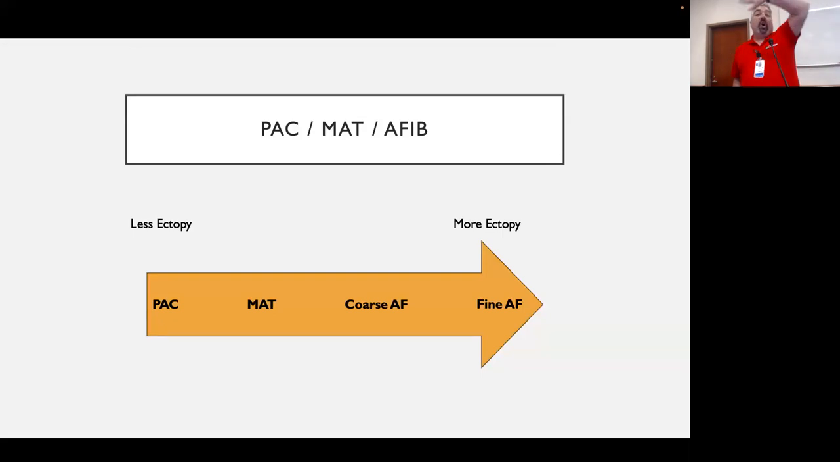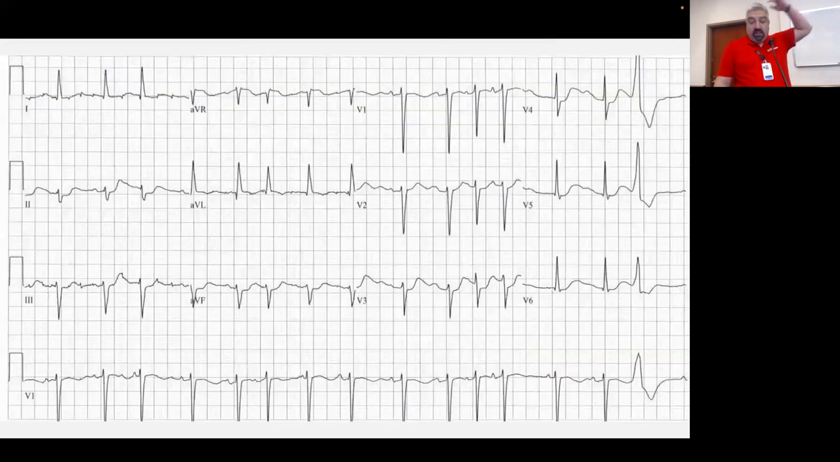And then when everything in the atria is firing all the time, such that it's making this really fine squiggly line, because now there are so many P waves stacked on top of each other that it just looks like this very fine squiggle, that's fine AFib. So all of this stuff is along the same spectrum.